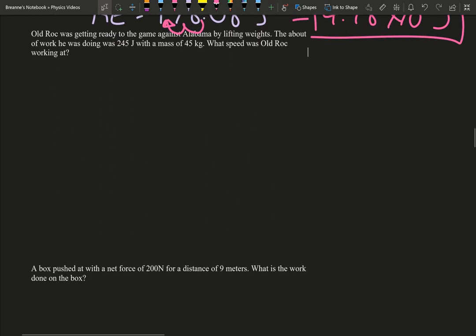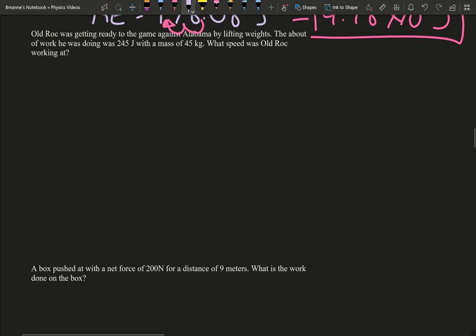So Old Rock was getting ready for the game against Alabama by lifting weights. The amount of work he is doing was 245 joules with a mass of 45 kilograms. What speed was Old Rock working at? If you know anything about Texas A&M, anytime they tell a story about an old Ag, they just use Old Rock. Old Rock did this, Old Rock did that. So a little bit of A&M lore there for you.